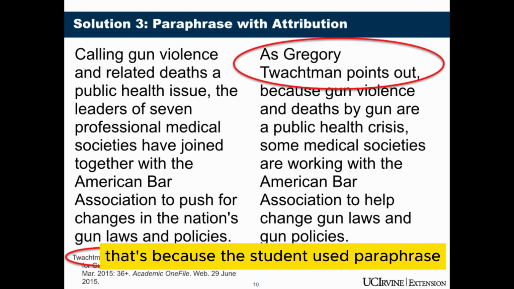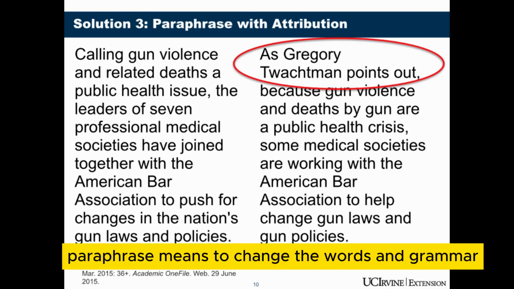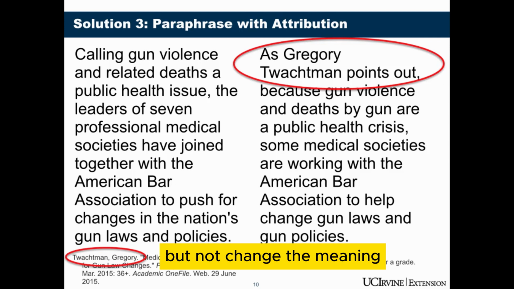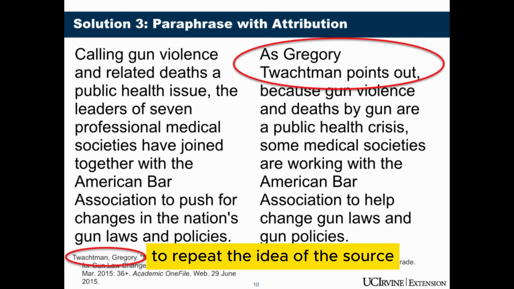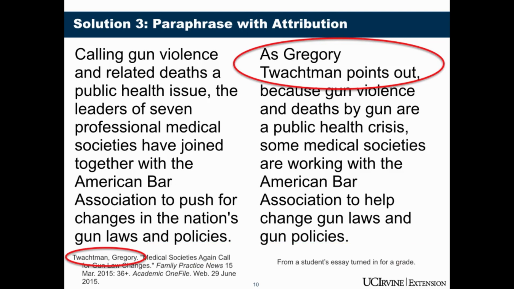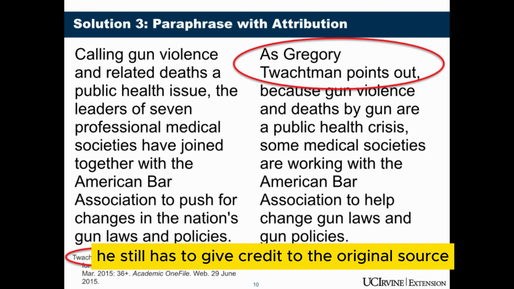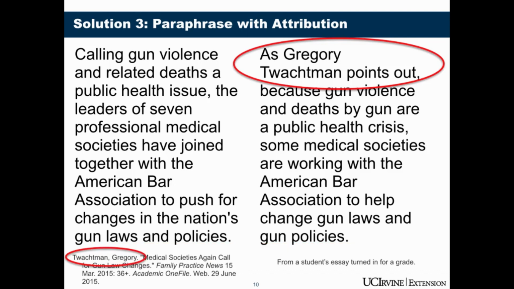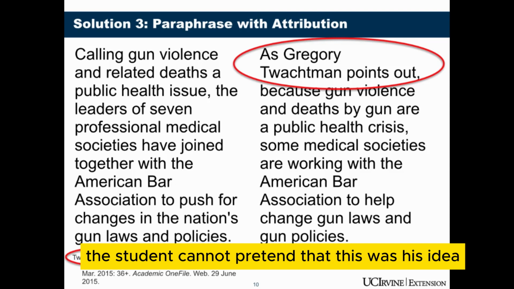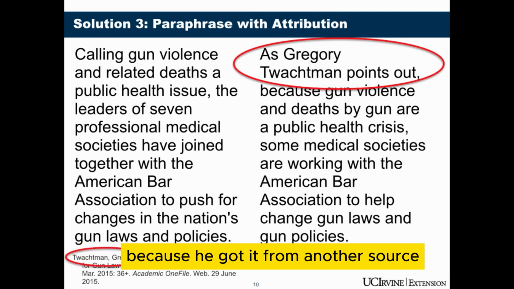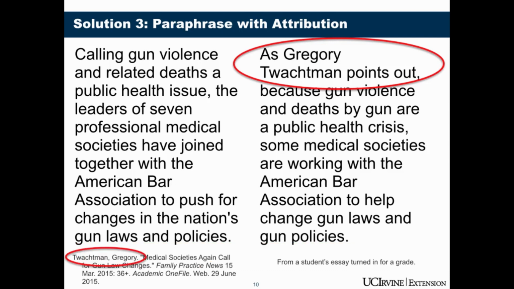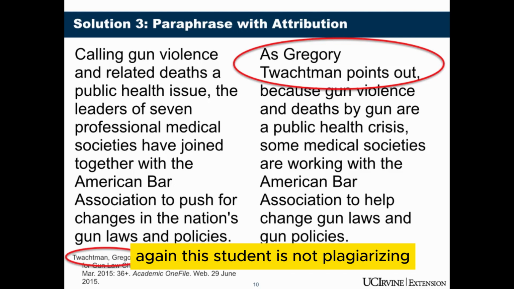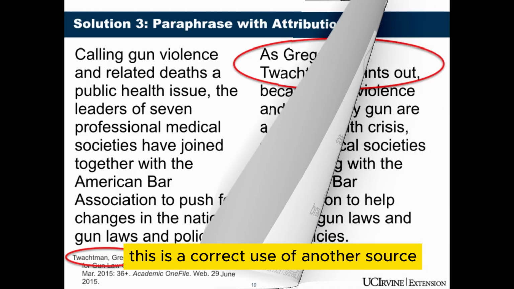That's because the student used paraphrase. Paraphrase means to change the words and grammar, but not change the meaning. So the student used his own words and grammar to repeat the idea of the source. But when the student does that, he still has to give credit to the original source. The student cannot pretend that this was his idea because he got it from another source. So he uses attribution to give credit to that source. Again, this student is not plagiarizing. This is a correct use of another source.